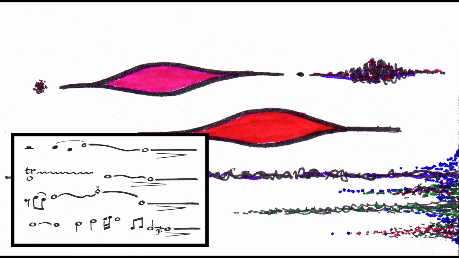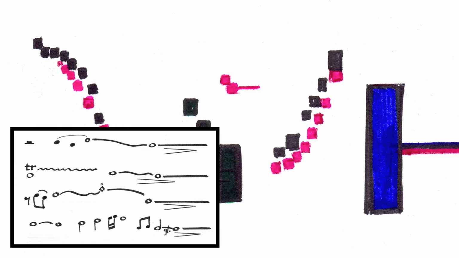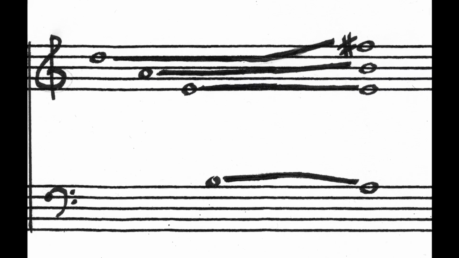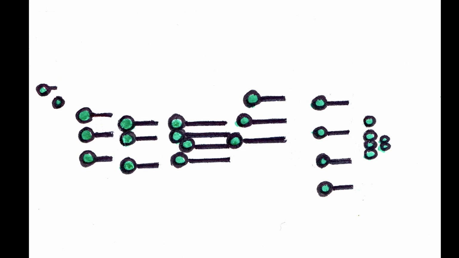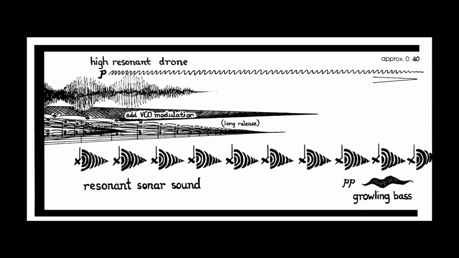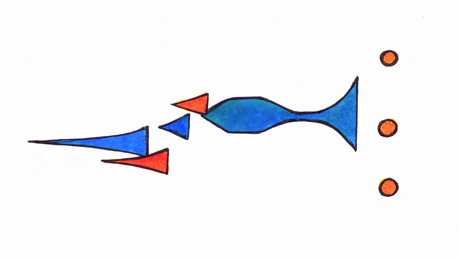Sometimes notes are represented by one symbol, and a line is used to show the duration or variations in pitch of the note. A change in the thickness of a line or shape can represent a change in dynamics.